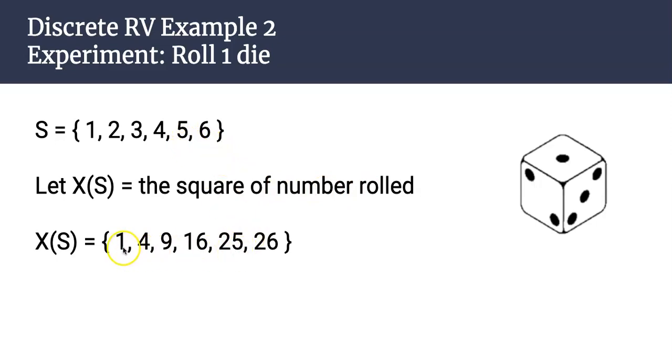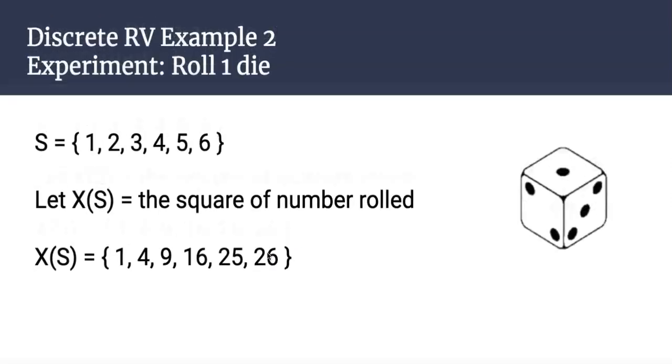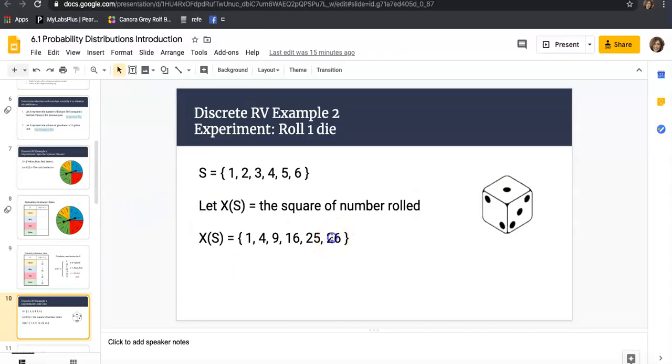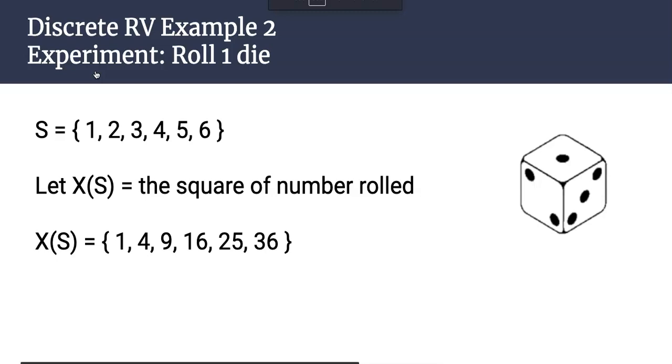So here you go. If 1 is squared, you get 1. If 2 is squared, you get 4. If 3 is squared, you get 9. Guys, should we have 26 right there? What did I mean to type? I meant to type 36, right? Let me fix that real quick and we'll come back. It should be 36. All right, that's good now. So the sample of these random variables is going to be 1, 4, 9, 16, 25, and 36. And that's it. We're not going to get 49 because we don't have 7 on the die.